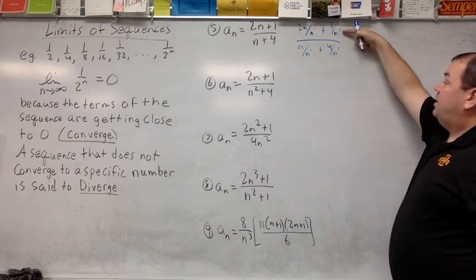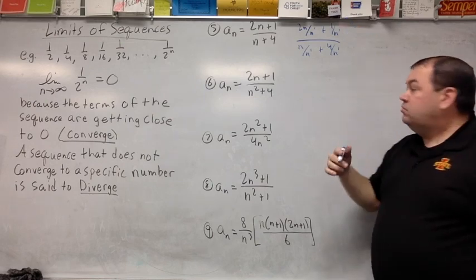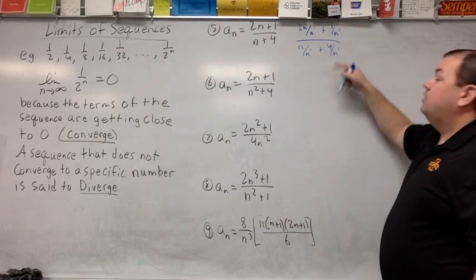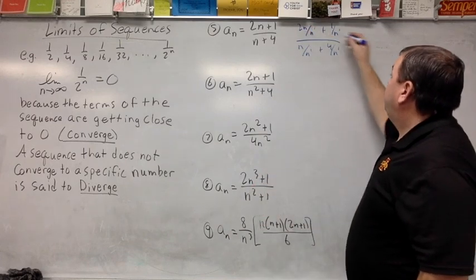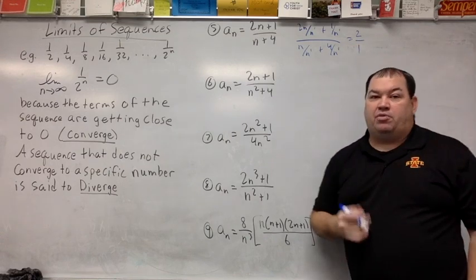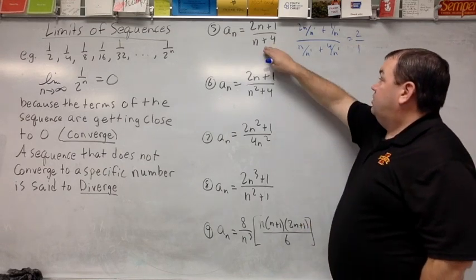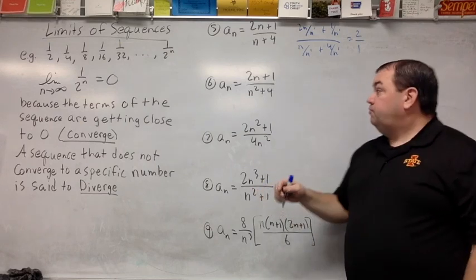Anything that still has an n on the bottom, here's 1 over n, that's 0. Here's 4 over n, that's going to approach 0. But anything I can simplify is going to help me find the limit of this sequence as n approaches infinity.